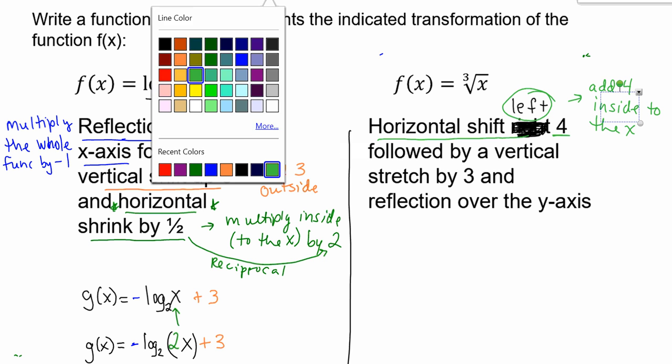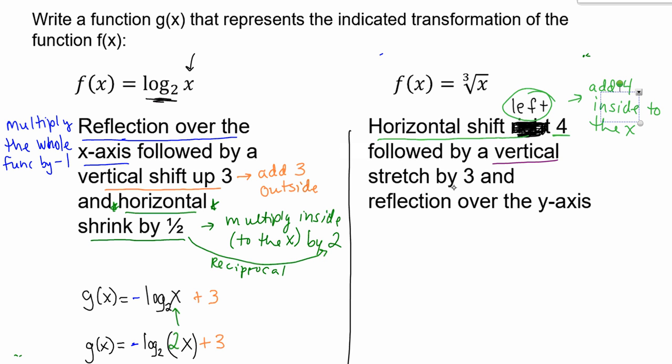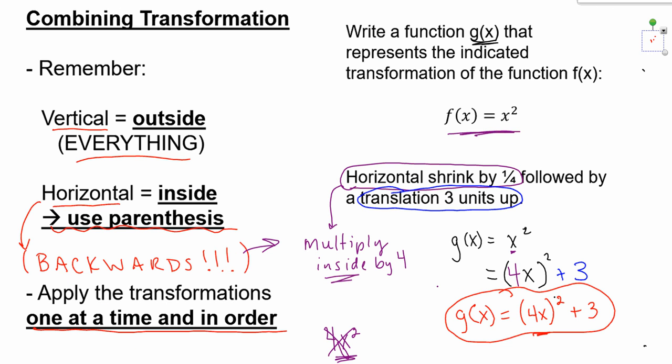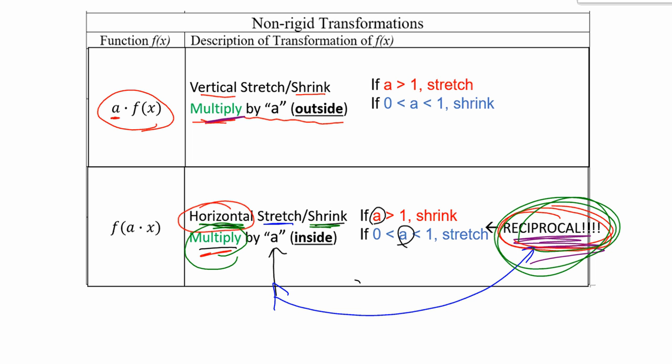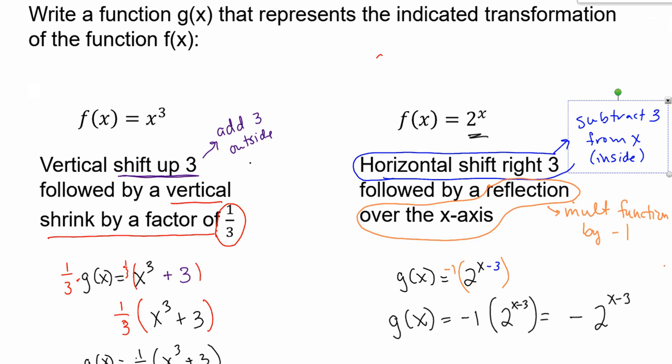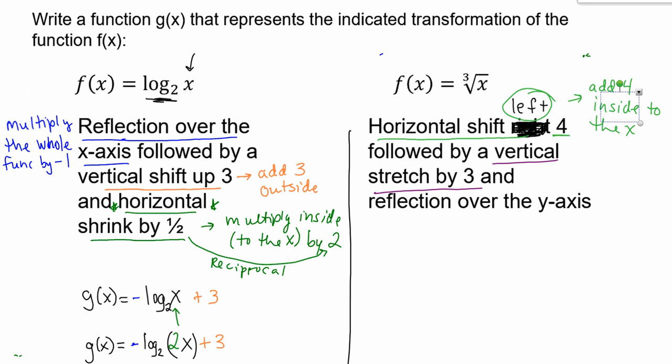And then we've got a vertical stretch by 3. Vertical stretch by 3. We know these already, right? Vertical stretches mean we multiply outside. So this we're going to multiply by 3 outside.